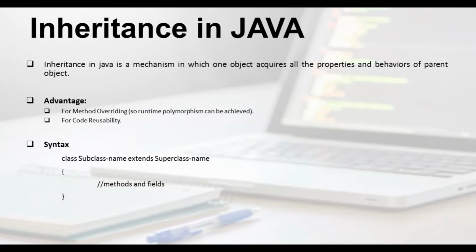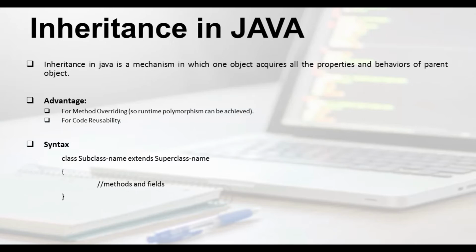The simple syntax to use inheritance in Java is class, the name of the subclass, and you have to use the word extends, and the name of the superclass. Means class subclass name extends superclass name. In the two curly braces you can apply some methods and fields. The extends keyword indicates that you are making a new class that derives from an existing class. The meaning of extends is to increase the functionality. In the terminology of Java, a class which is inherited is called a parent or superclass, and the new class is known as a child or subclass.